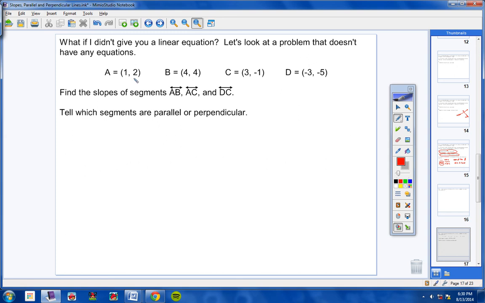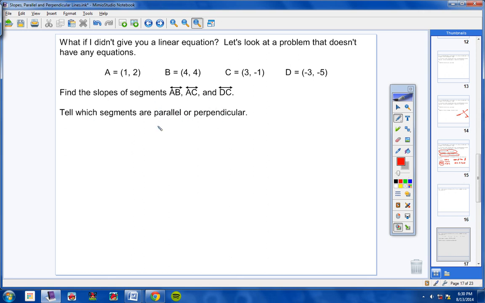Copy it down. Point A is (1, 2). Point B is (4, 4). Point C is (3, -1). And point D is (-3, -5). I want you to find the slopes of these 3 lines, okay? And then tell me if any of them are parallel or perpendicular.